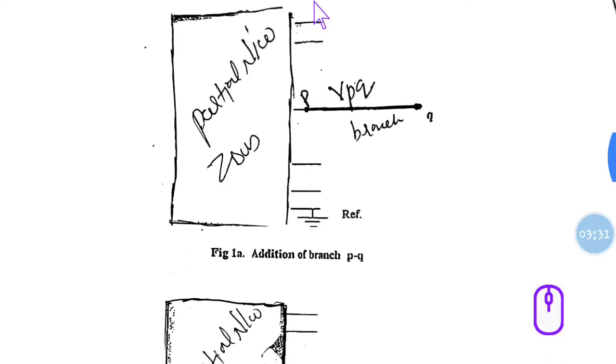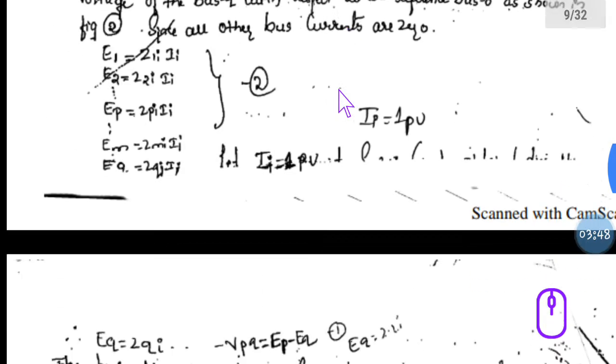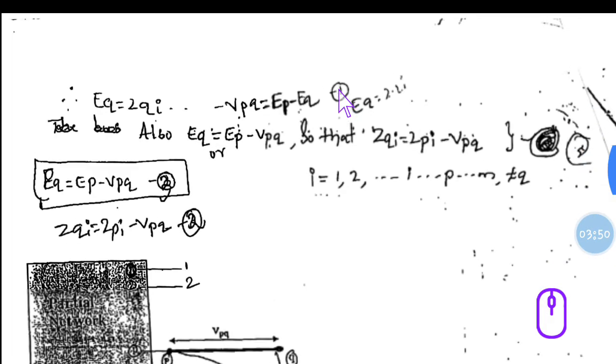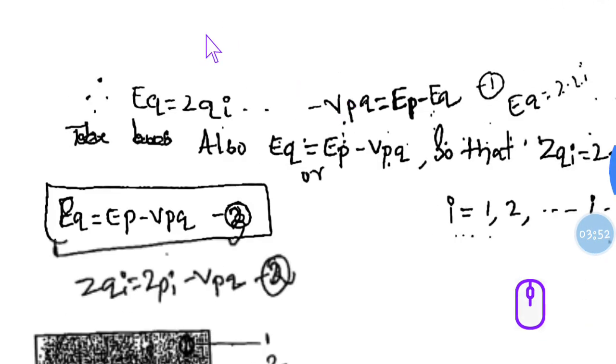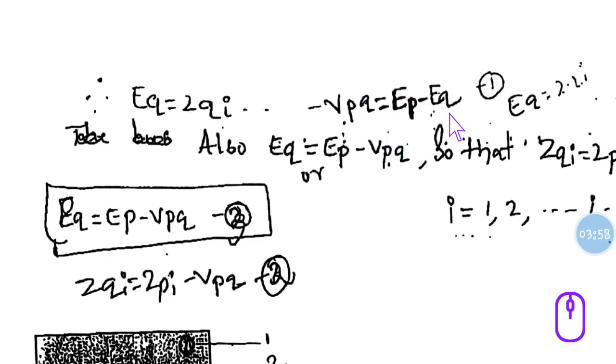Now this will be the voltage VPQ, which is nothing but the voltage between P and Q. So what you have to find here is EP minus EQ is equal to VPQ. The same thing we are doing in this derivation. We know Ii is equal to 1 per unit, so EQ is equal to ZQi. Therefore VPQ is equal to EP minus EQ.